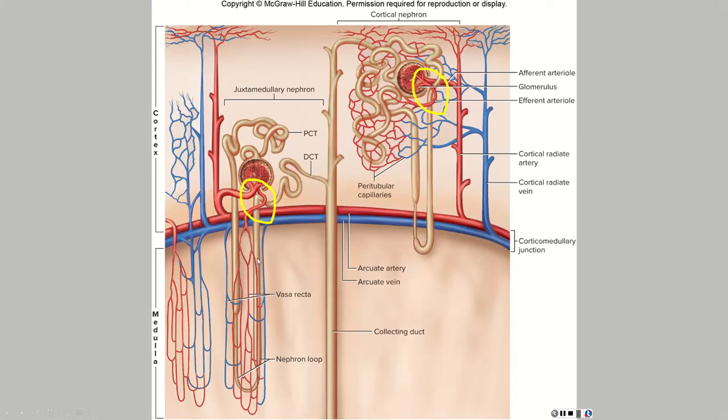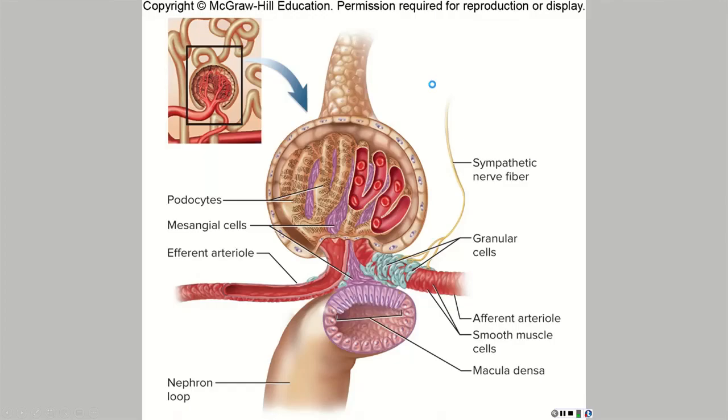Here's the ascending limb, that elbow where it meets the distal convoluted tubule, and we can see that elbow is bumped up against the afferent and efferent arteriole. And again, we can see that right over here. So that's going to be important for our next type of autoregulation called the tubuloglomerular feedback mechanism.